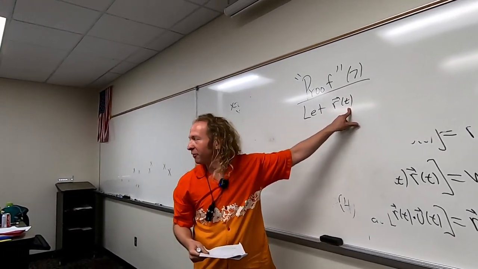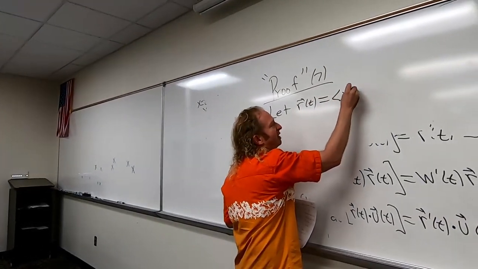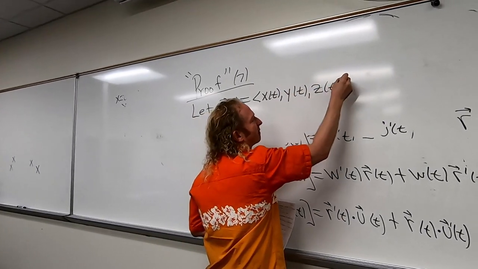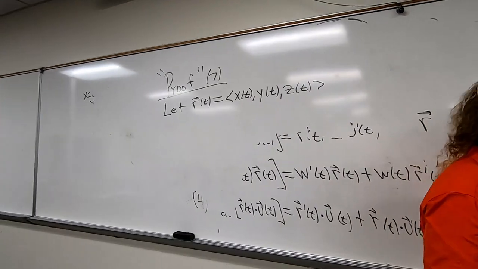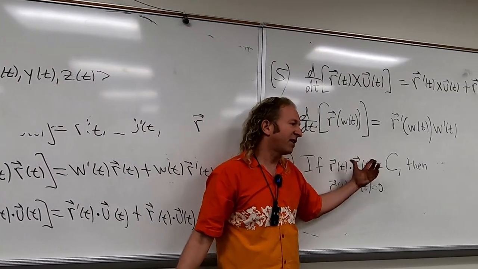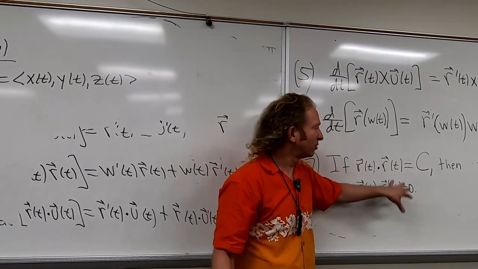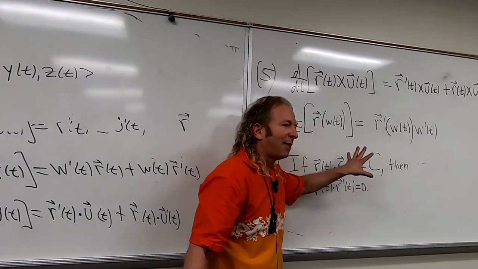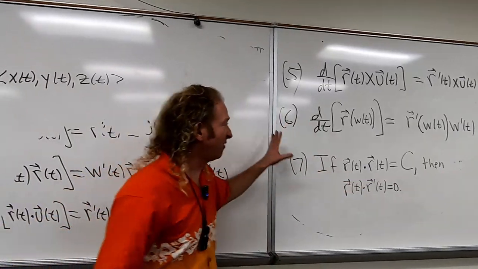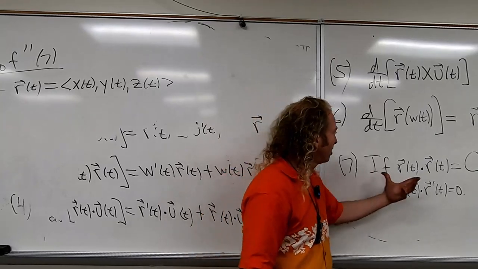So we'll start by letting r of t be equal to a vector-valued function, x of t, y of t, z of t. To prove this, which is an if-then statement, in mathematics you assume the if part, and then you show what's after the then. If it's if P then Q, you assume P and you prove Q. And you're done. That's a proof. So we get to assume this.